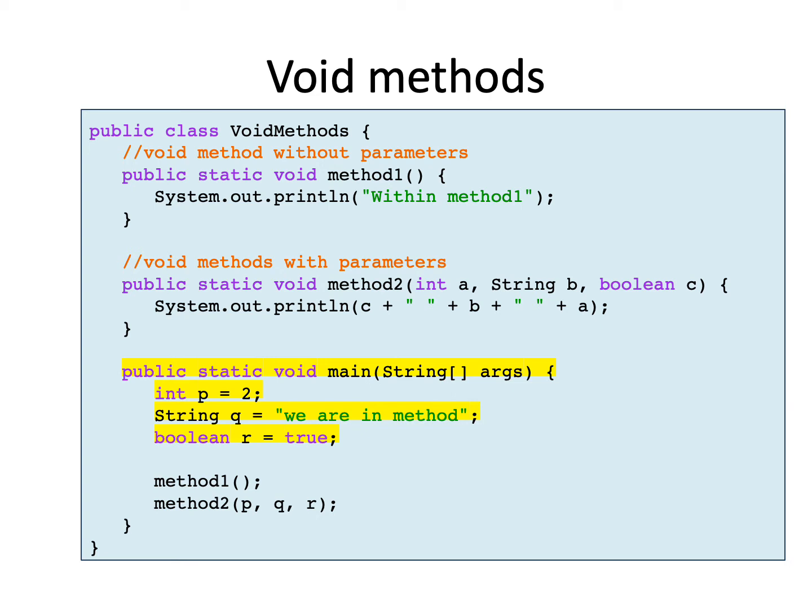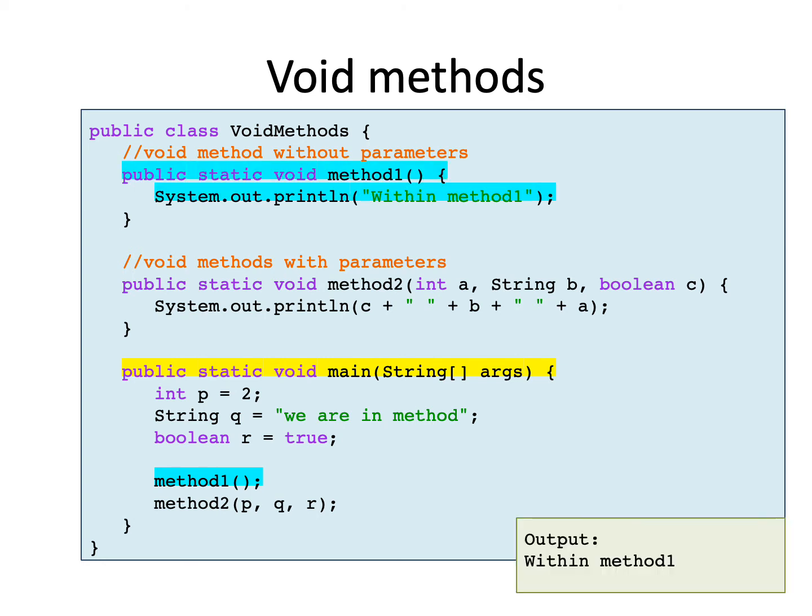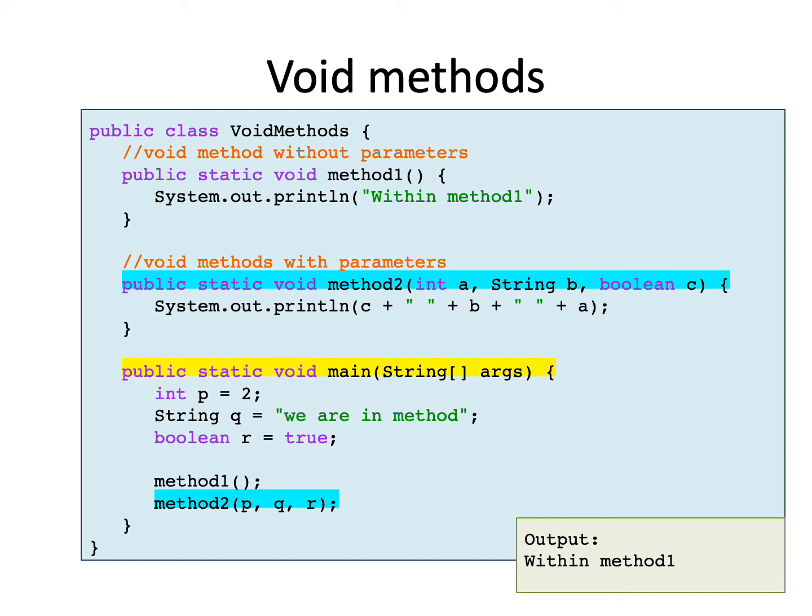In the main method, we have 3 local variables: int p equal to 2, String q equal to "we are in method", and boolean r equal to true. It then invokes method1. In method1, it will display the sentence within method1. So this is the first output. It returns back to the main method and calls method2.